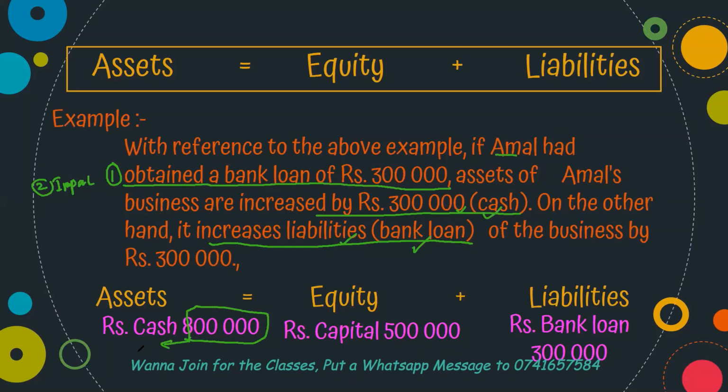That total of 800,000 is made up of the initial capital investment of rupees 500,000 plus the bank loan of rupees 300,000, right? So the owner has provided 500,000 of capital and also the bank has provided 300,000 of a bank loan, right? Altogether we have 800,000 of cash. Got it?